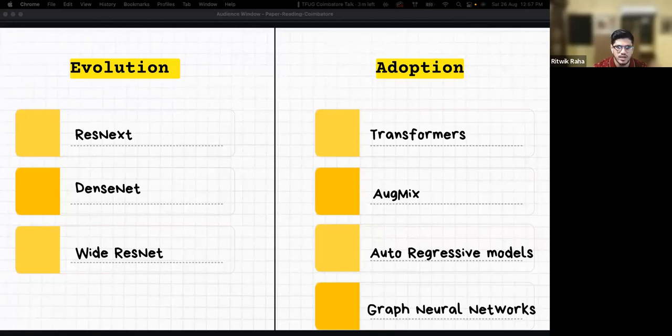AugMix is a data augmentation technique. It blends certain other data augmentation techniques, and it's not a network architecture. It's sort of like a pre-training thing, but it uses residual architectures as well. So it's important there as well. Autoregressive models, such as some variants of transformers in NLP, can benefit from residual connections. These architectures rely on residual connections to make them more efficient and faster.